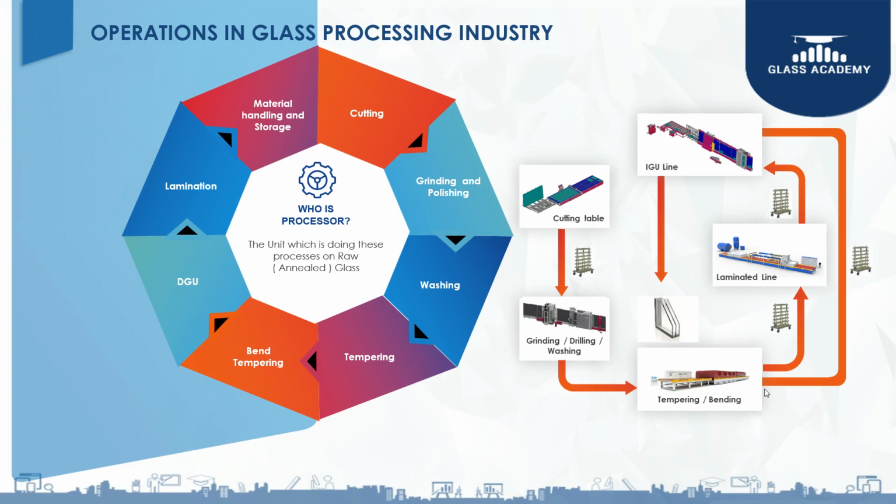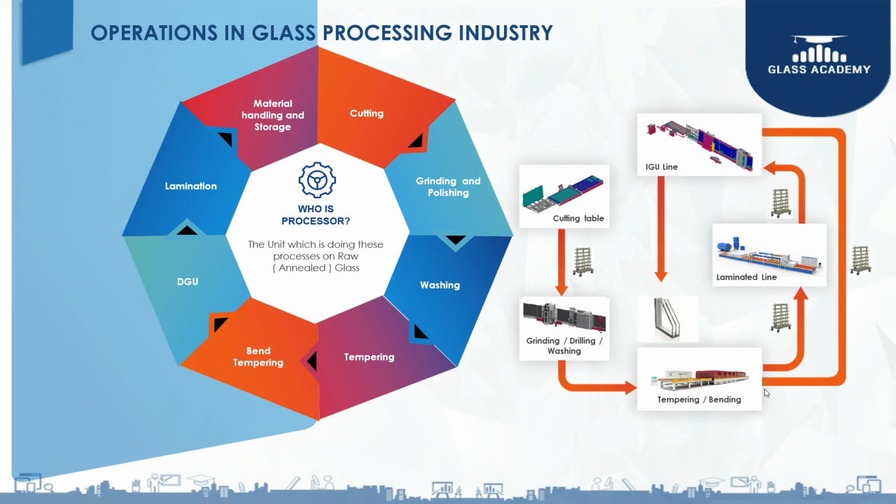So in this pre-processing area, there are different combinations. We want to keep this pre-processing as standard. Once the pre-processing is completed, it can directly go to tempering. Once the tempering is completed, either the glass goes directly to lamination or it can go to double glazed or triple glazed, whatever is required. So this pre-processing will always be a common step.